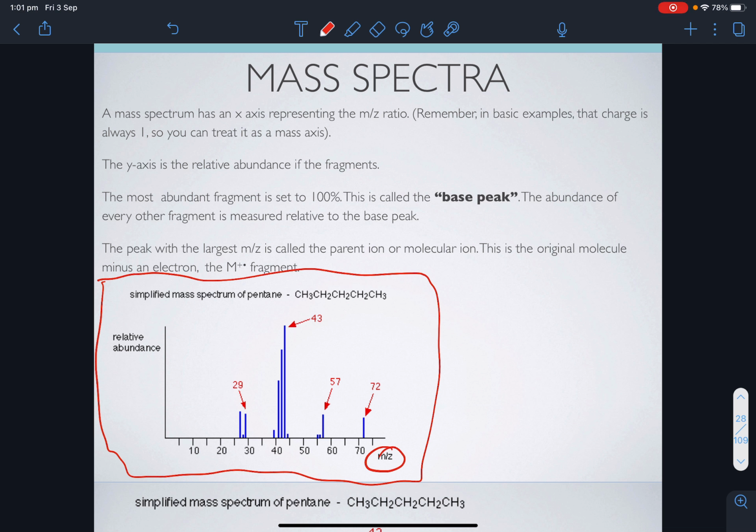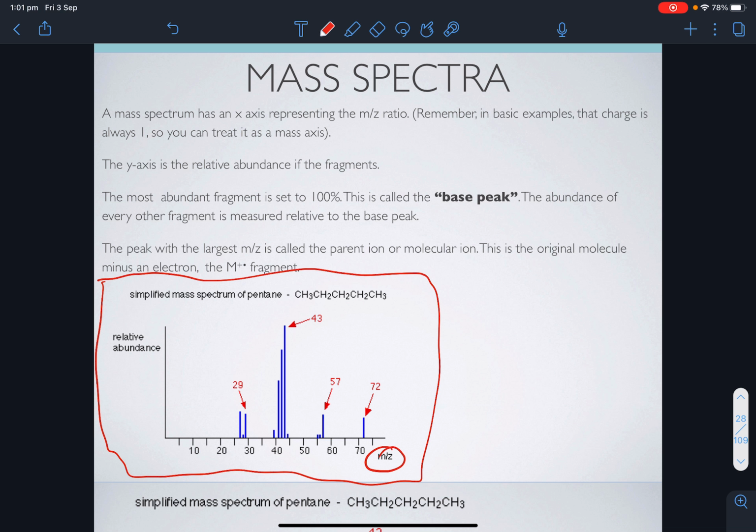The y-axis is the relative abundance, and remember the largest peak is set at 100%, and we call that the base peak, okay? That's the most stable peak, and the smaller the peak, the more unstable that fragment was when it came to the detector, okay? Not many of it were there.